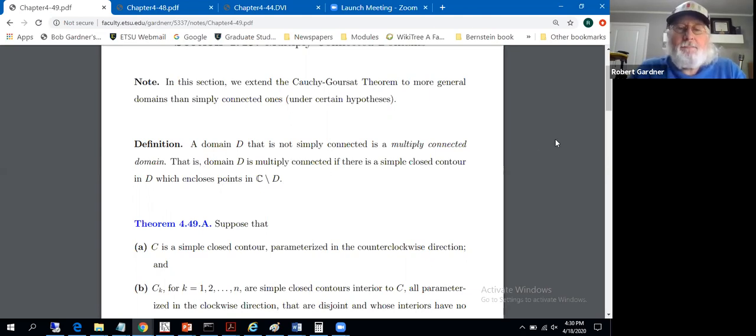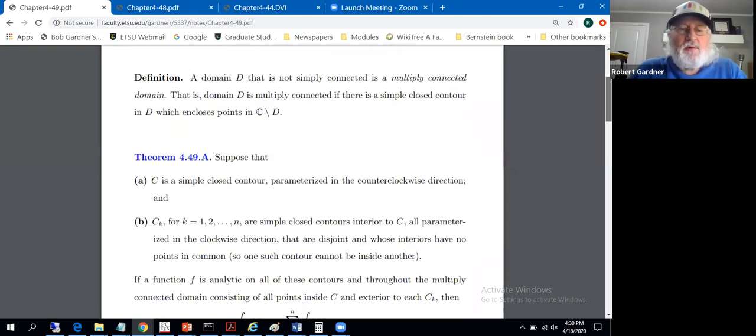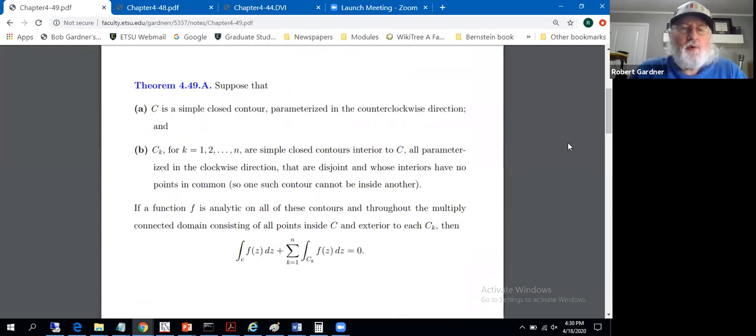Okay, so here's a result, theorem 4.49.a. It's about an integral that equals zero, or a bunch of integrals that sum to zero. The statement is this. Let C be a simple closed contour parameterized in the counterclockwise direction. Usual kind of thing.